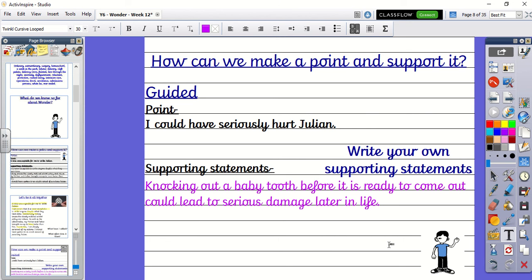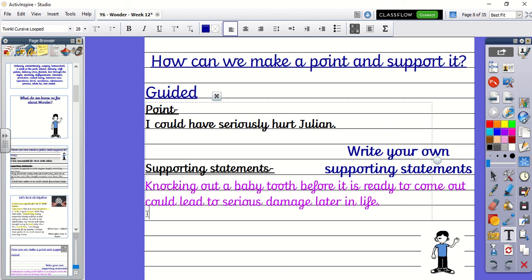Okay, so obviously Julian's tooth was not meant to come out at that point. So obviously Jack Wells has hit Julian with such force that he just forced this baby tooth out. Okay, now baby teeth are meant to fall out, or if you are really brave, you might want to pull it out if it's really, really wobbly. They're not meant to be knocked out. Okay, so definitely that could have caused serious damage for his adult tooth. Maybe his adult tooth may not now grow correctly because you didn't give chance for the baby tooth to fully grow. Okay, so really think into detail about these supporting statements.